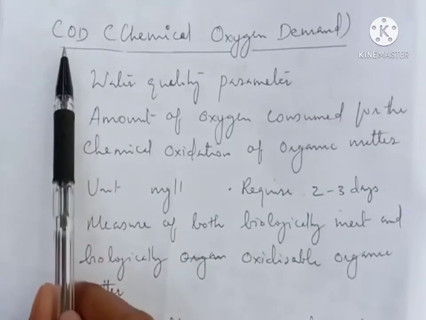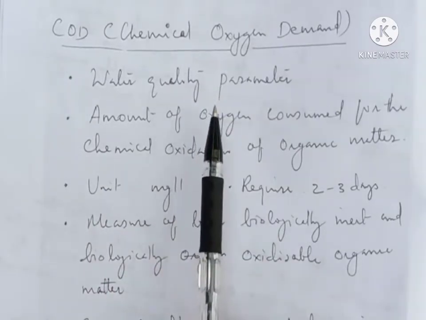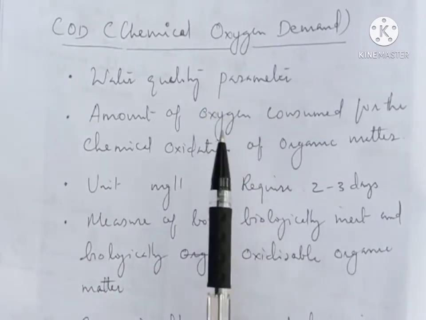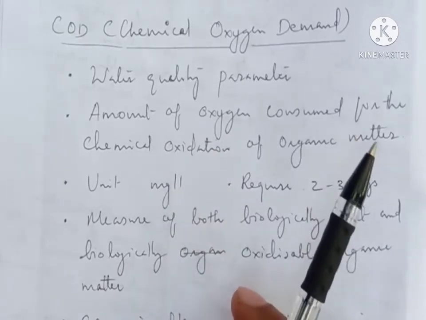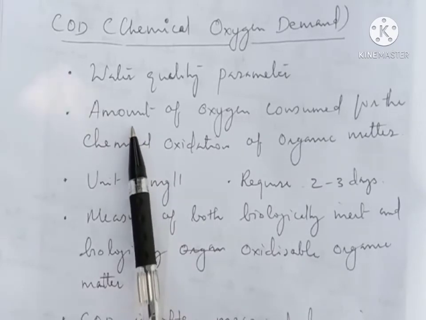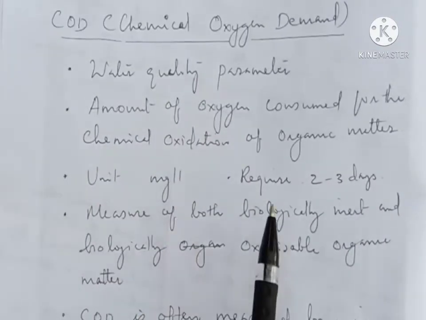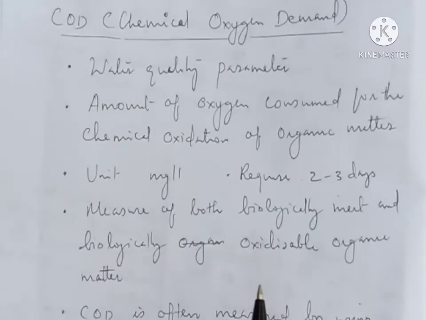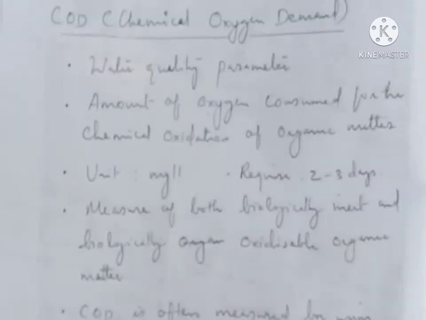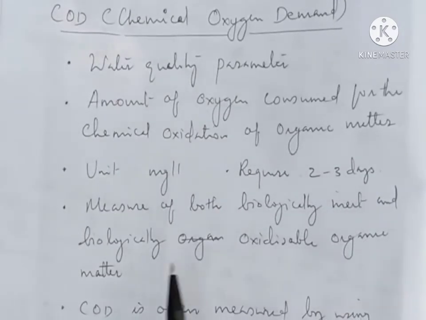The third parameter is COD or chemical oxygen demand. So this is the oxygen requirement for the chemical oxidation of the organic matter present in the water. So we can define this as the amount of oxygen consumed for the chemical oxidation of organic matter. Here also the unit is milligram per liter, and the time period required for this is 2 to 3 days. In BOD it is 5 days, but here it is 2 to 3 days.